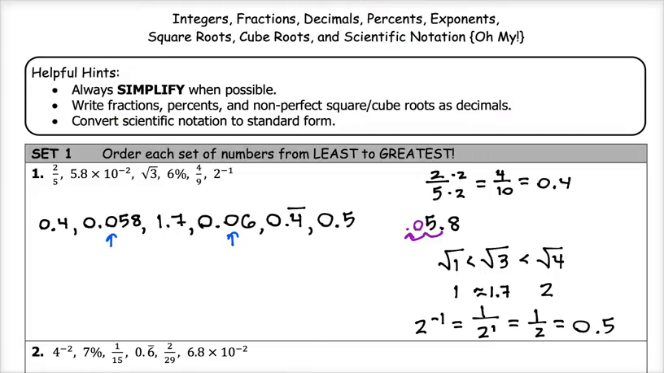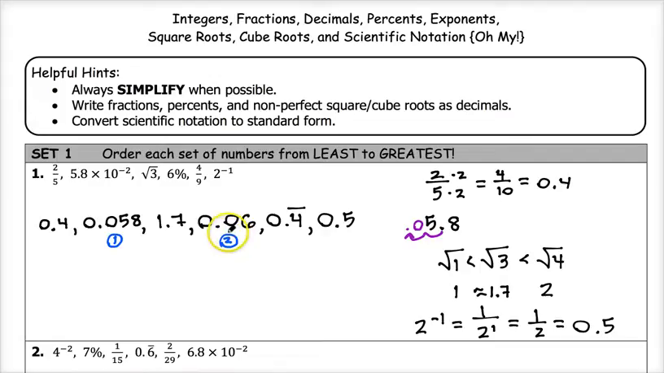Now we need to determine which of these is the smaller of the two. So we'll move on to the hundredths place. 0.058 has a 5, 0.06 has a 6. Because 5 is less than 6, that means 0.058 is the smallest of our 6 numbers. So I'm going to label that as number 1 to remind myself it's the smallest. And then 0.06 is going to be my next smallest, so I'll label that with a 2.